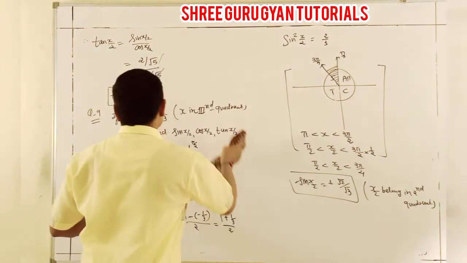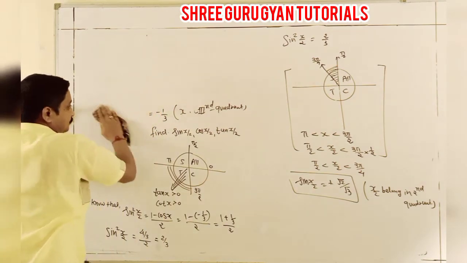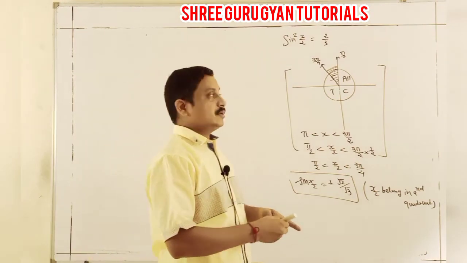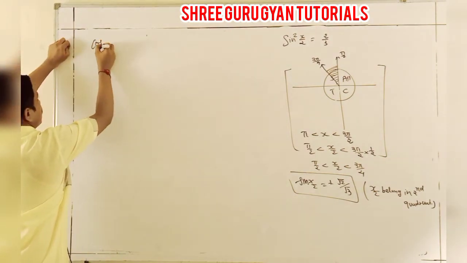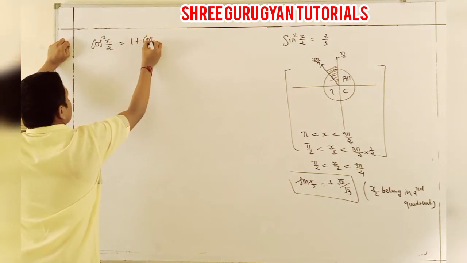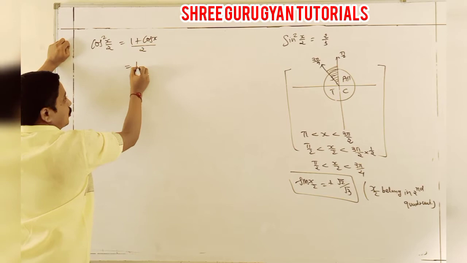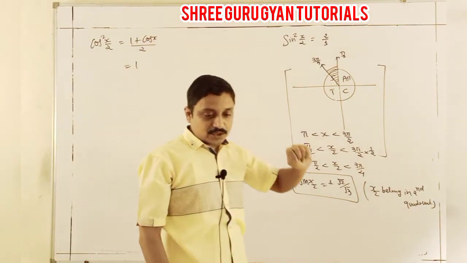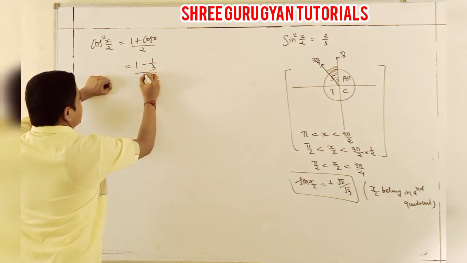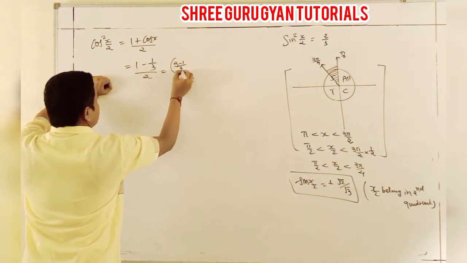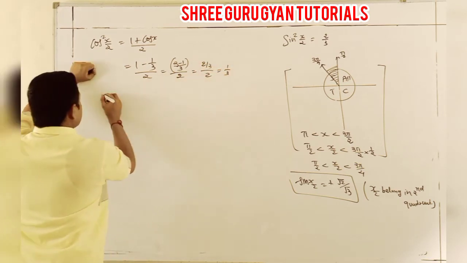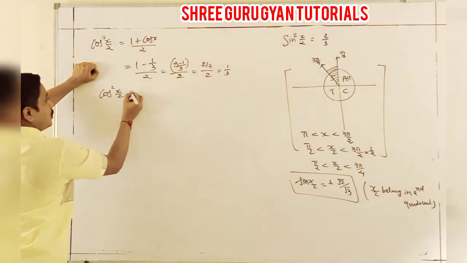Now I am moving ahead. Next, one more, cos x by 2. Property number 5 again: cos square x by 2 equals 1 plus cos x by 2. Now what is the cos x? Yes, students, cos x is given in the question as minus 1 by 3. So 3 minus 1 by 3 by 2. It is 2 by 3 by 2, 1 by 3. So cos square x by 2 is 1 by 3.